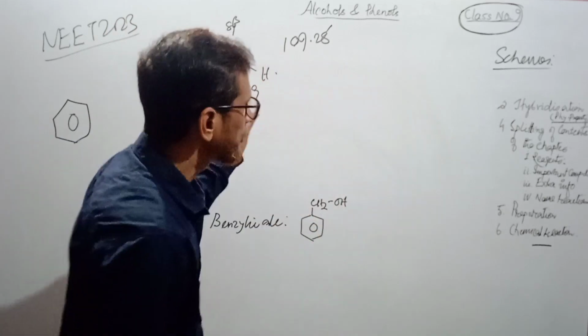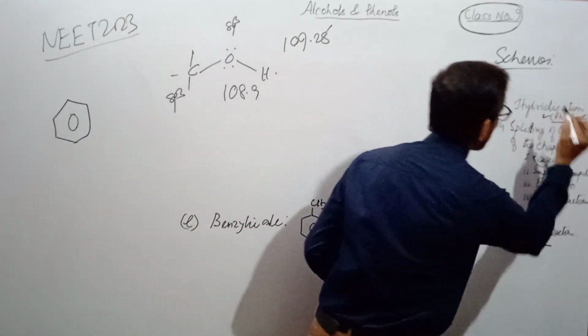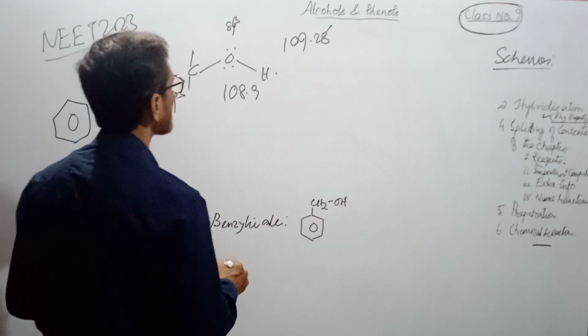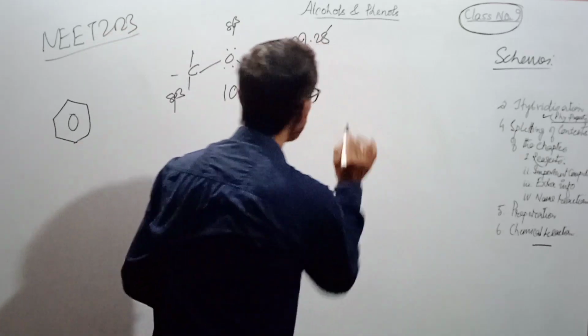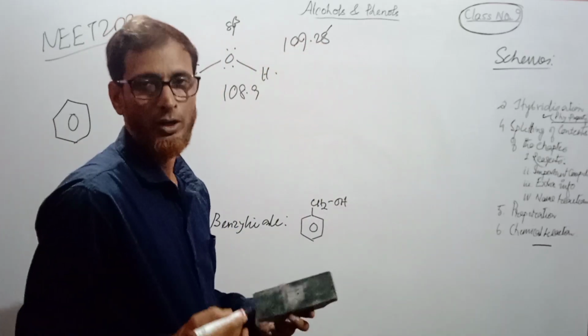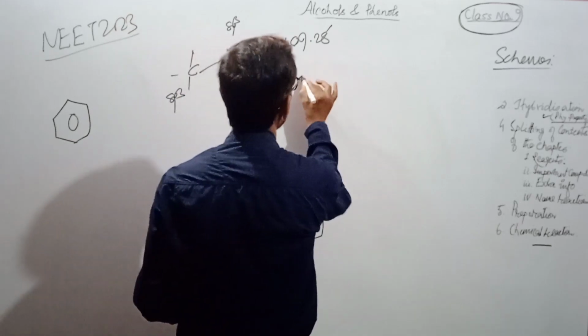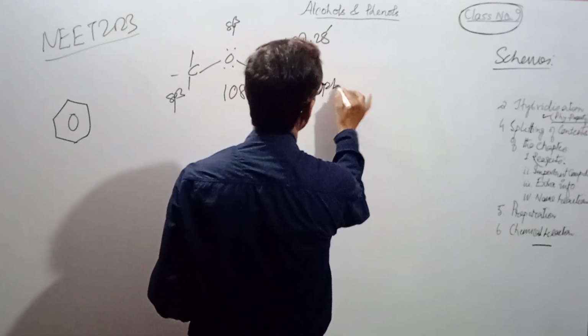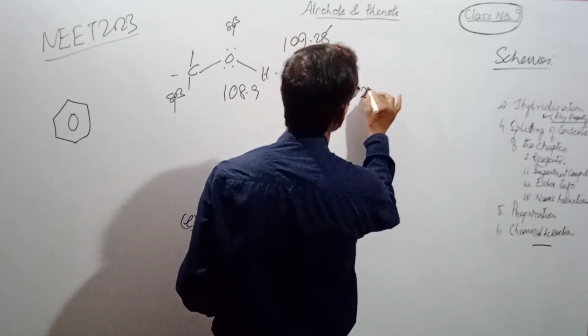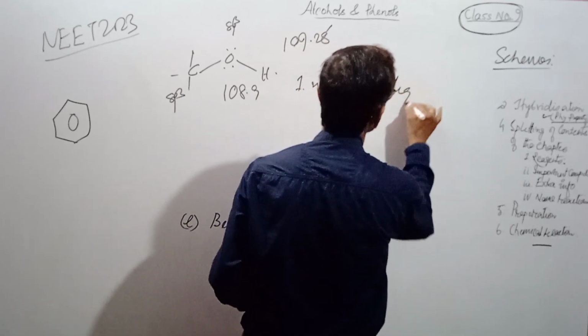Now, basing upon this, we will mention some facts about physical properties, that is, physically how alcohol looks. Number one, if the carbon number is up to about 12, these are liquids.